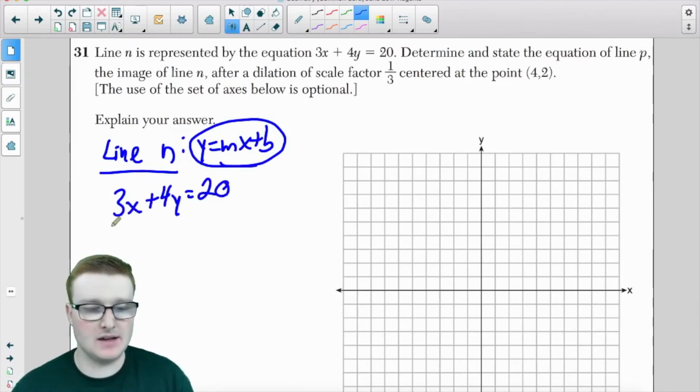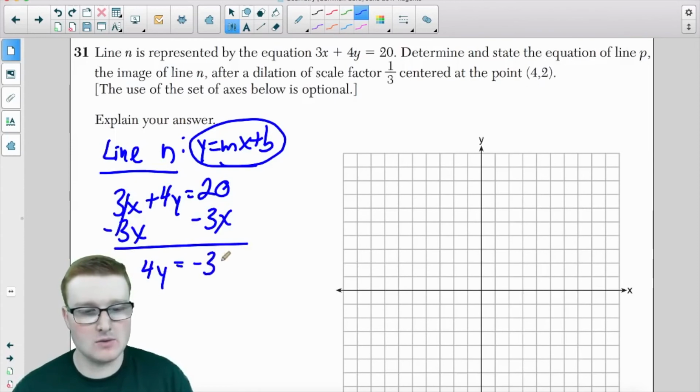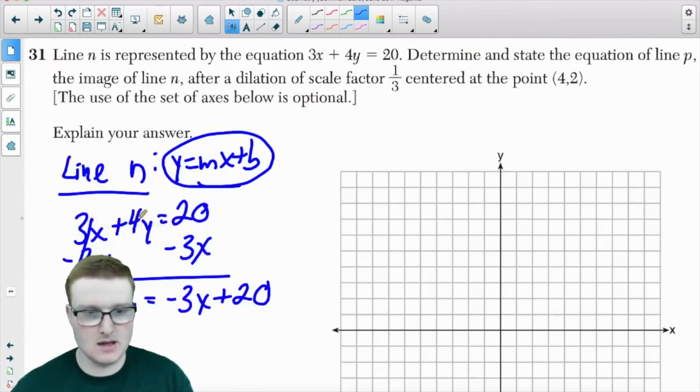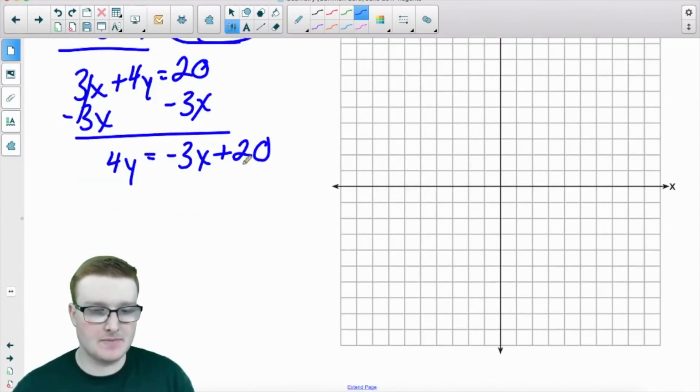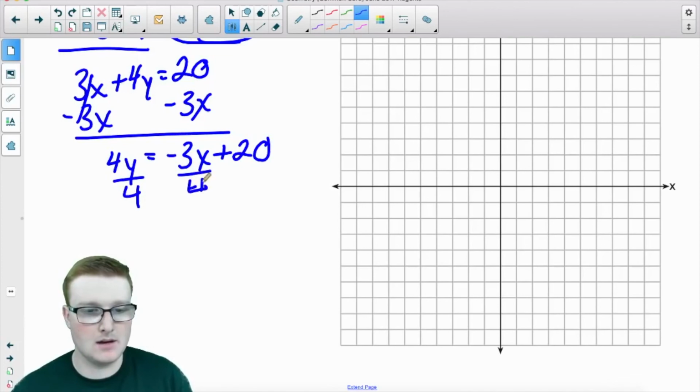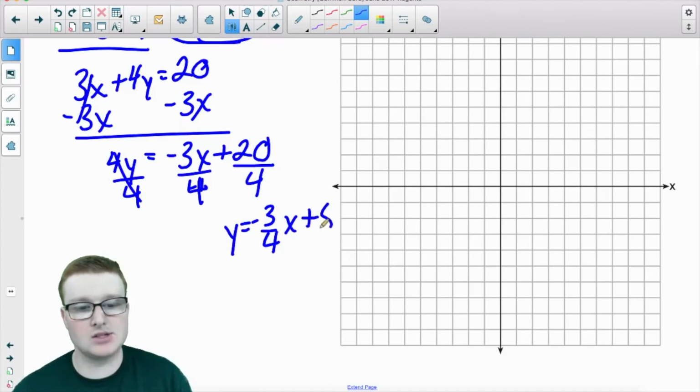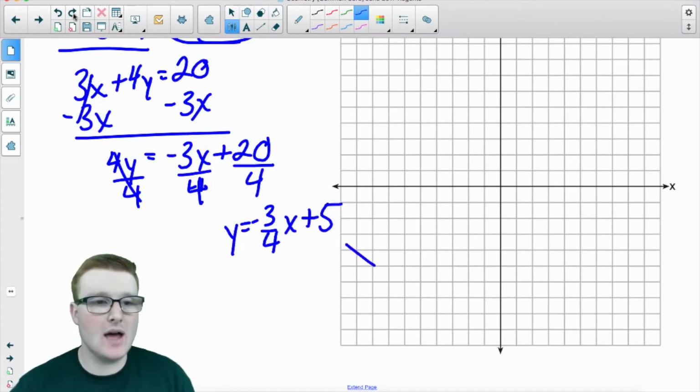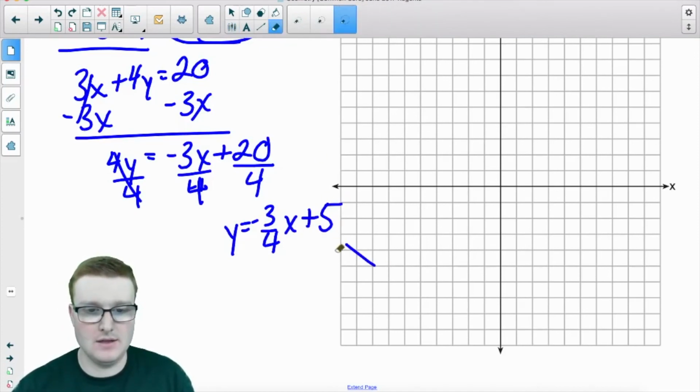So we get 3x plus 4y equals 20. That's the line that they gave us. I'm going to subtract the 3x on both sides. We get 4y equals negative 3x plus 20. Okay? From here, I'm going to divide by the 4 on both sides. So we get y equals negative 3/4 x plus 5. Let's go ahead and graph that line.